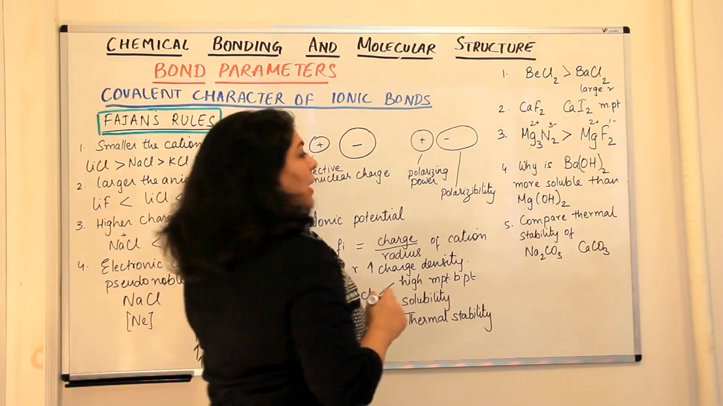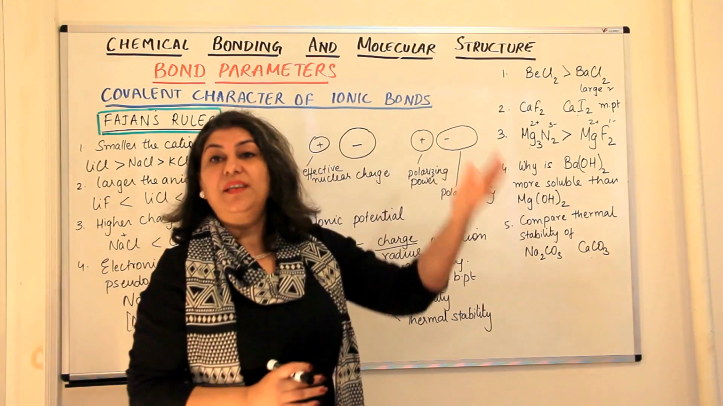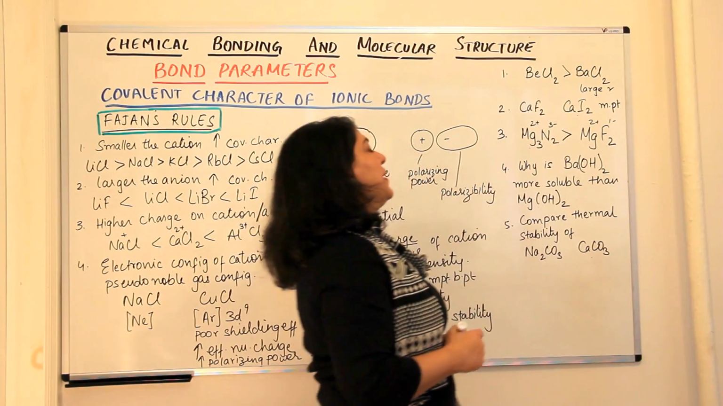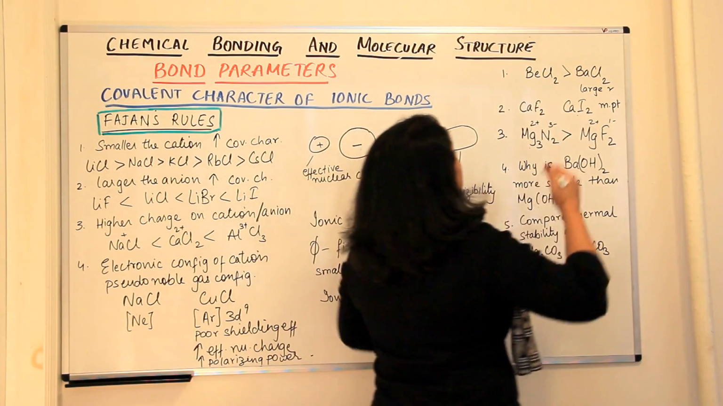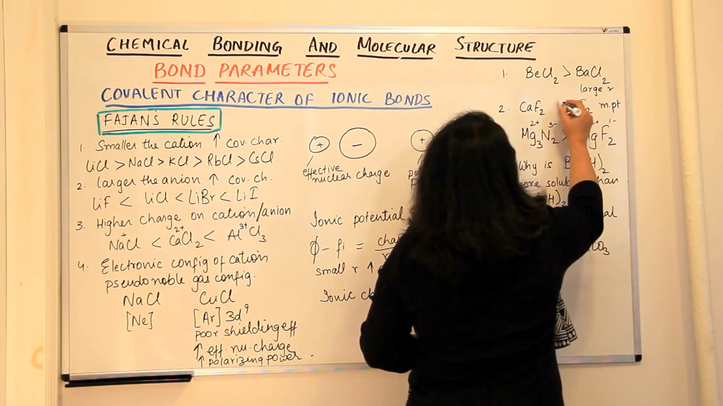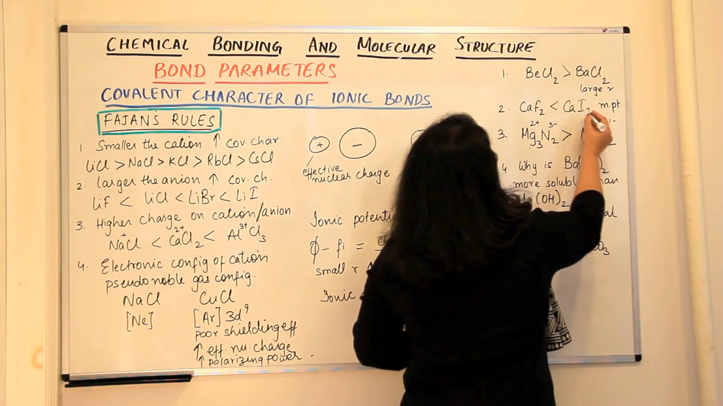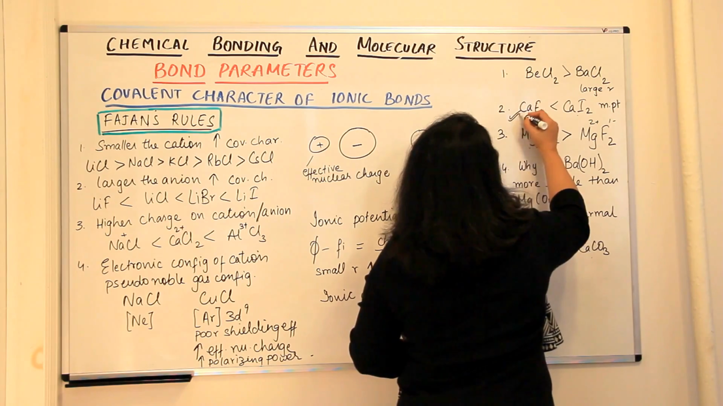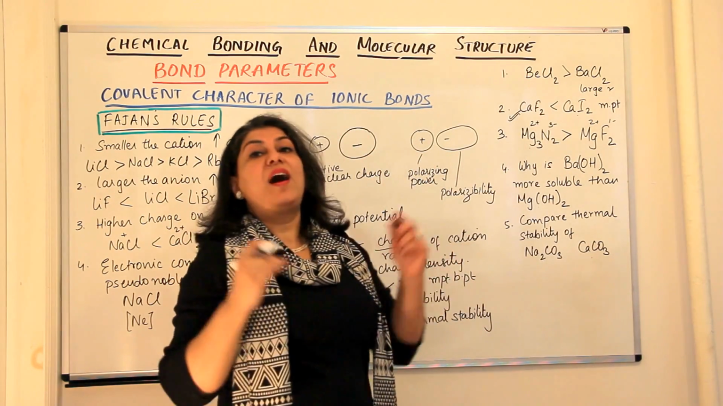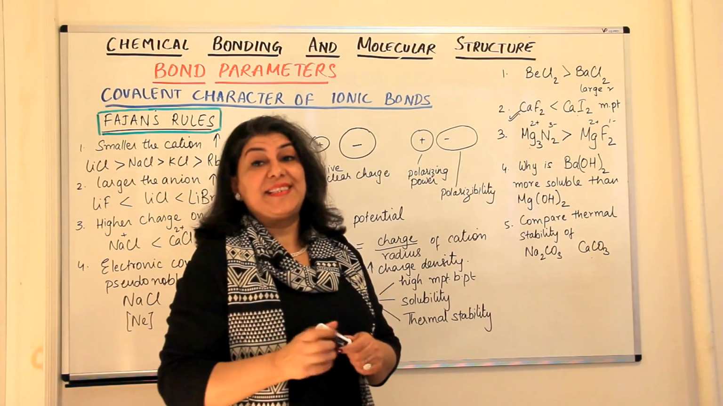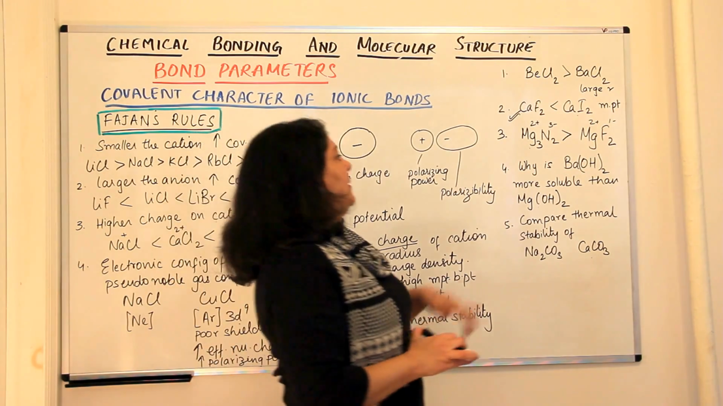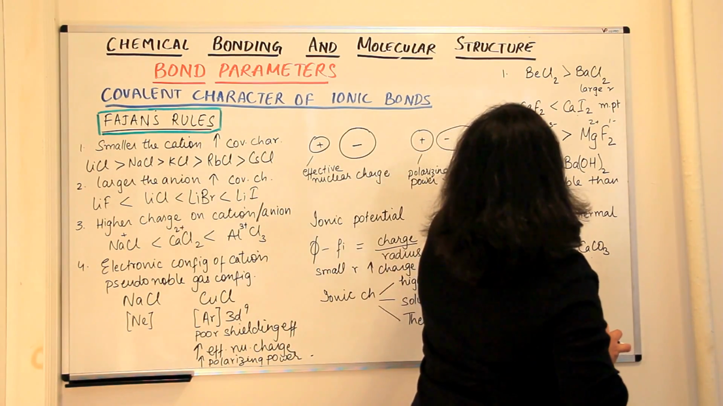Iodine, we know the larger the anion, the greater the covalent character. So iodine is larger in size, therefore this has greater covalent character. So we'll say, since this has greater covalent character, the melting point of calcium fluoride would be more. Calcium fluoride would have a higher melting point because it has greater ionic character. Then I just explained this one to you.